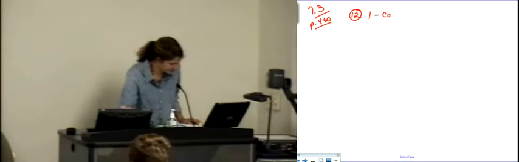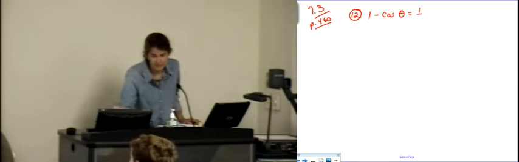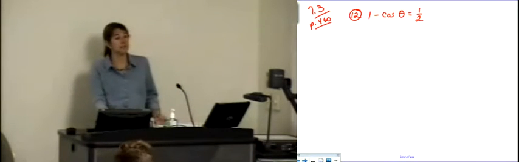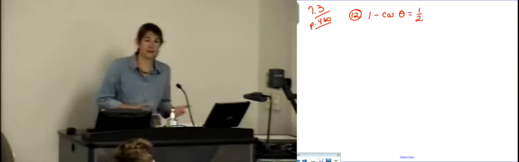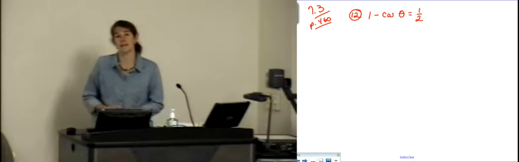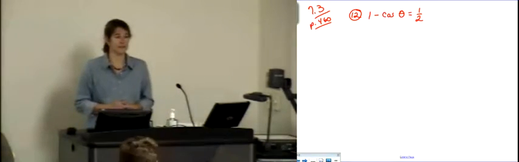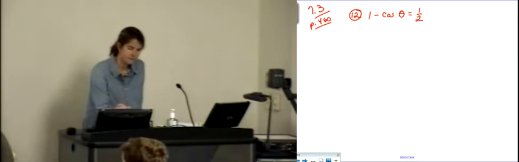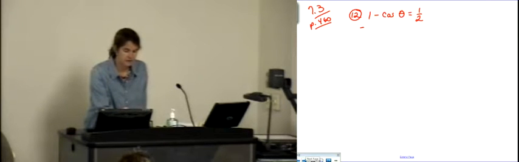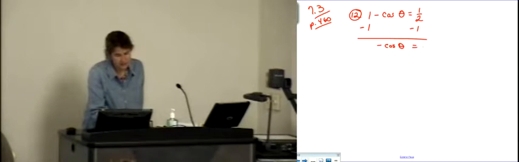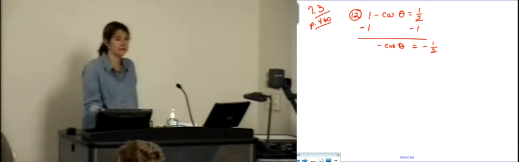We won't make it too bad here at first. Let's pull out number 12. 1 minus cosine theta is equal to 1/2. And I want to solve that. Remember, my goal in solving an equation is to get the variable, which theta is the variable here, by itself. So I want to get theta by itself. What am I going to do? Subtract 1 from each side. Subtract 1. Now I have negative cosine theta equals negative 1/2. Now what?